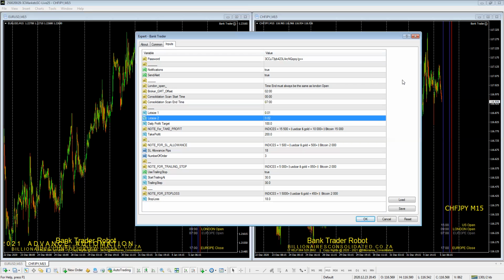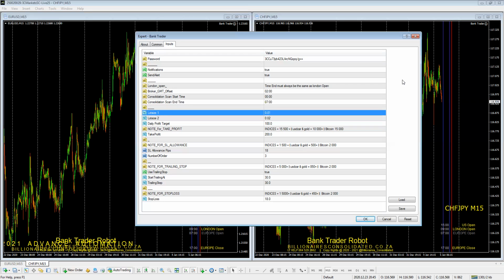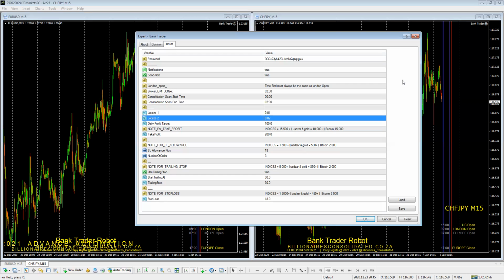When there is a trade, it will place 2 orders, 2 pending orders. The first pending order has a take profit. Take profit for the first pending order is the previous day's high if you are buying, and the previous day's low if you are selling. Lot size 2 will be the second pending order. The second pending order does not have a take profit.